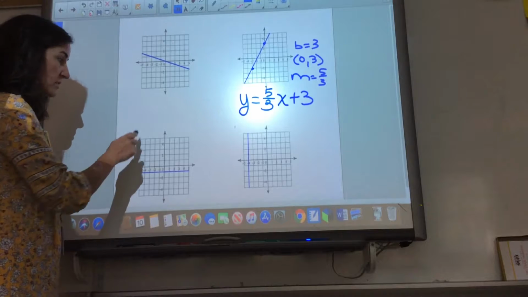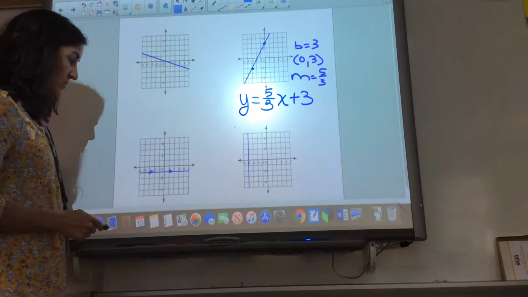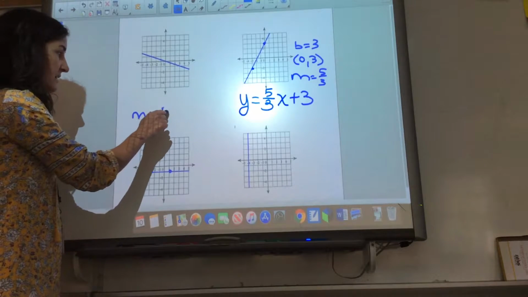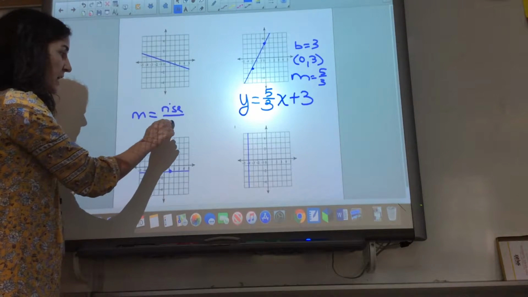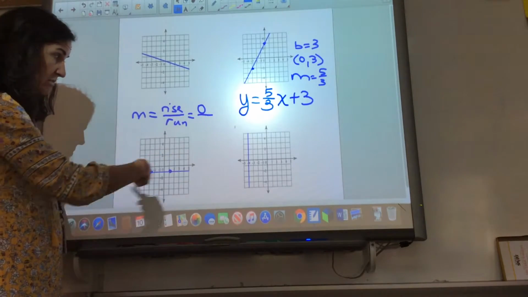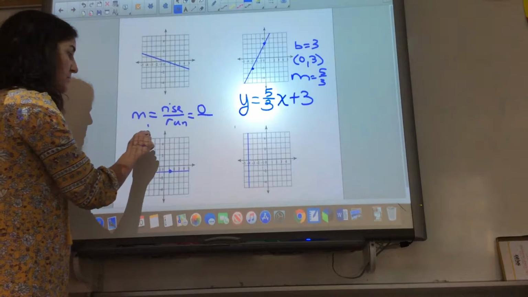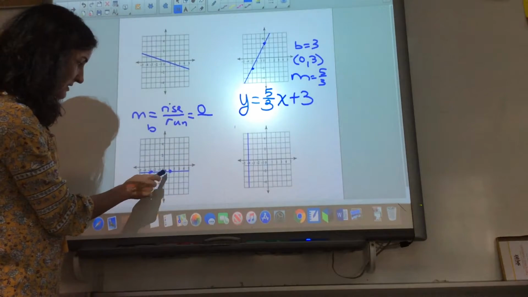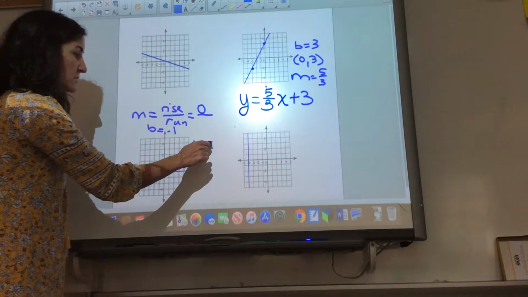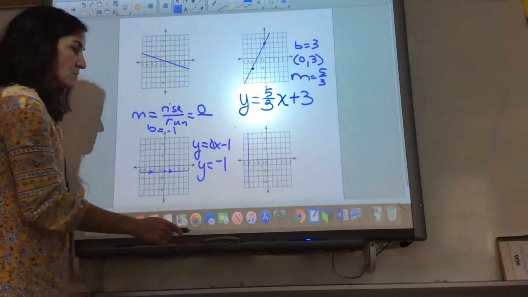Here we have a horizontal line. If we pick 2 points, doesn't matter what 2, we don't rise any. So our rise over run is 0 over, really, infinity, right? We're running infinite. So it's just 0. And our b is where we cross the y-axis, which is -1. So our equation just becomes y equals 0x minus 1, which is just y equals -1.